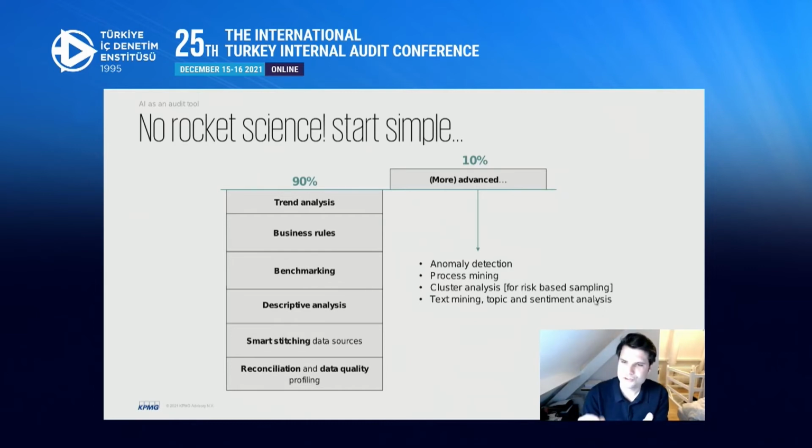If I look at where we currently stand with using data analytics to do our job as auditors better, and I will get to the examples on my next slide, then only 10% is the actual advanced type of analytics, so using AI solutions. For 90% we are still looking at trend analysis, using certain business rules like the queries I was describing, or doing some kind of benchmarking or descriptive analysis, so really determining how certain transactions were being processed. Think of process mining, for example. So it doesn't have to be real rocket science directly.